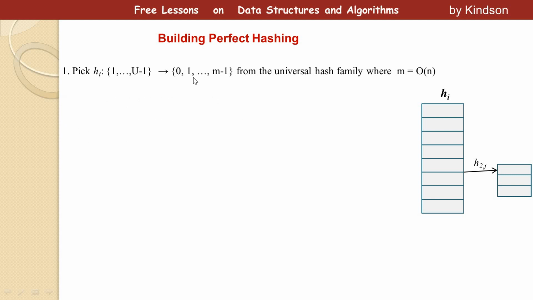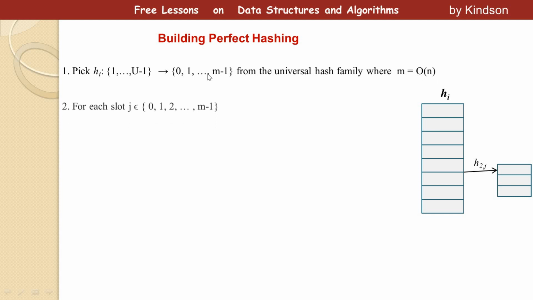Sorry, this is not right. That maps from 0 to m minus 1. So H1 goes from 1 to u minus 1. So you are picking any of the functions among the universal hash family and it maps to the first table, right? Good. So from the universal hash family, where m is equal to order of n. So I hope this is clear.